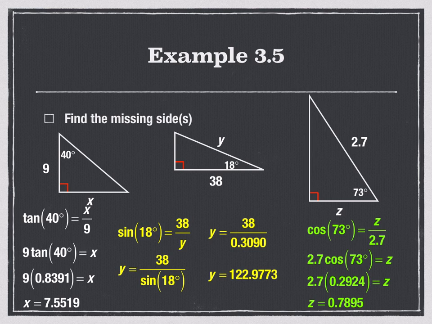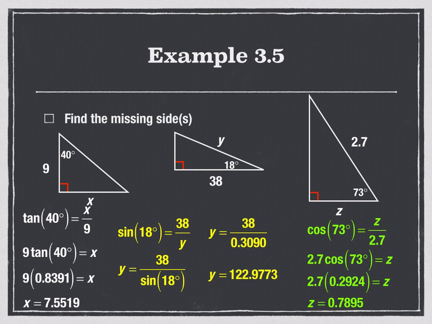Are there ways to deal with acute and obtuse triangles? Yes, but we are not prepared to discuss those right now. We need to understand the basics of trigonometry first. All right. Now I said trigonometry had two uses. One is to find missing sides. Well, we just did 3 examples of that. The other is to find missing angles.